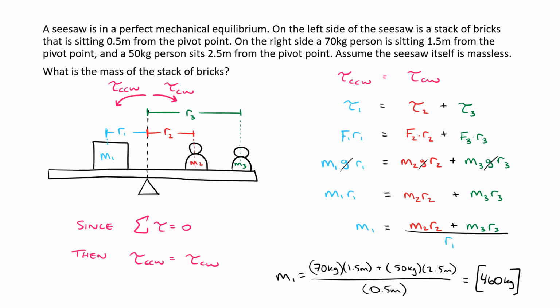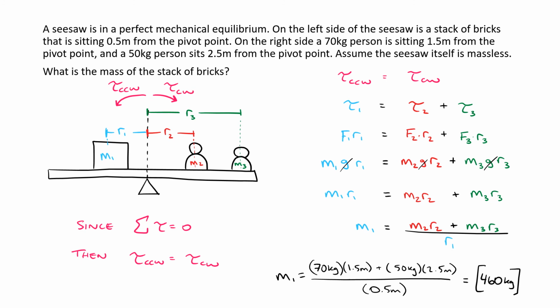We have M1. That's actually what we want to solve for. At the very end it asks, what is the mass of the stack of bricks? So, question mark. You know the radius, the distance away from the pivot point, and we do know all of the information about the two people on the right.